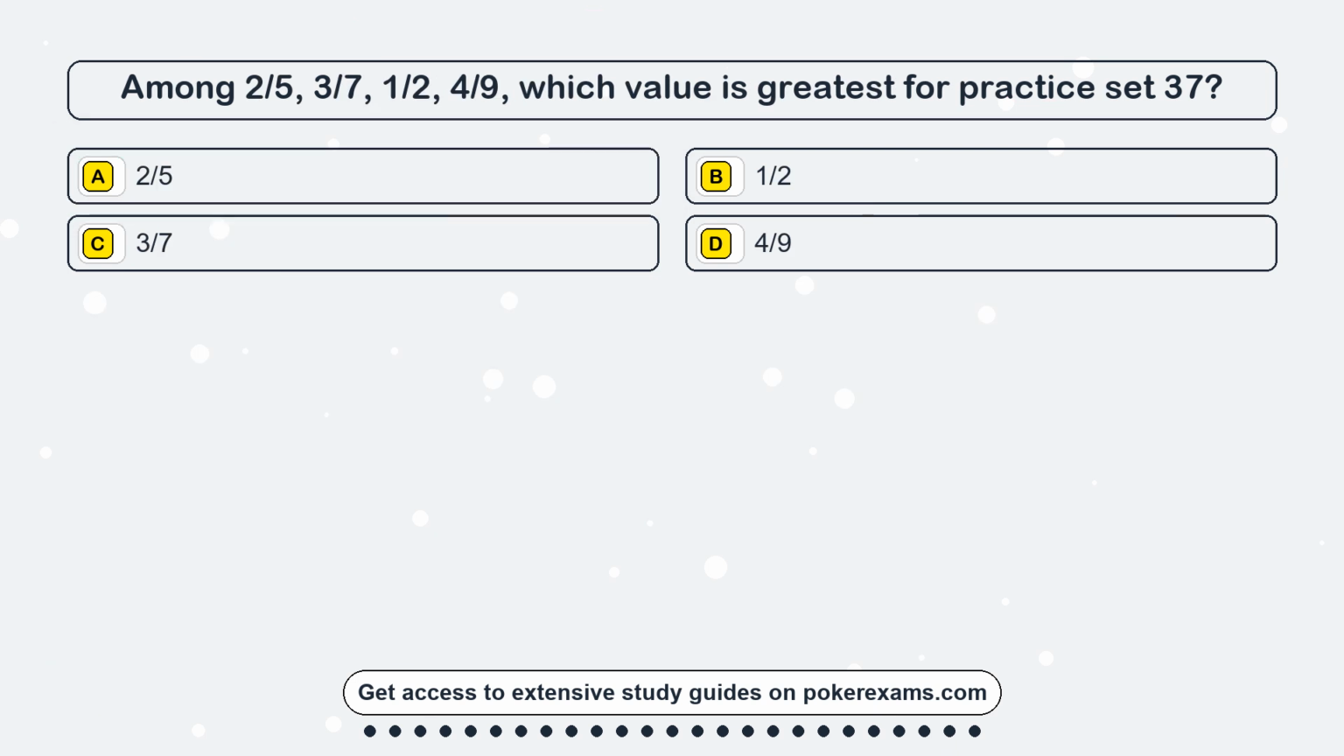Question 2. Among 2/5, 3/7, 1/2, 4/9, which value is greatest for practice set 37? Option A 2/5. Option B 1/2. Option C 3/7. Option D 4/9.